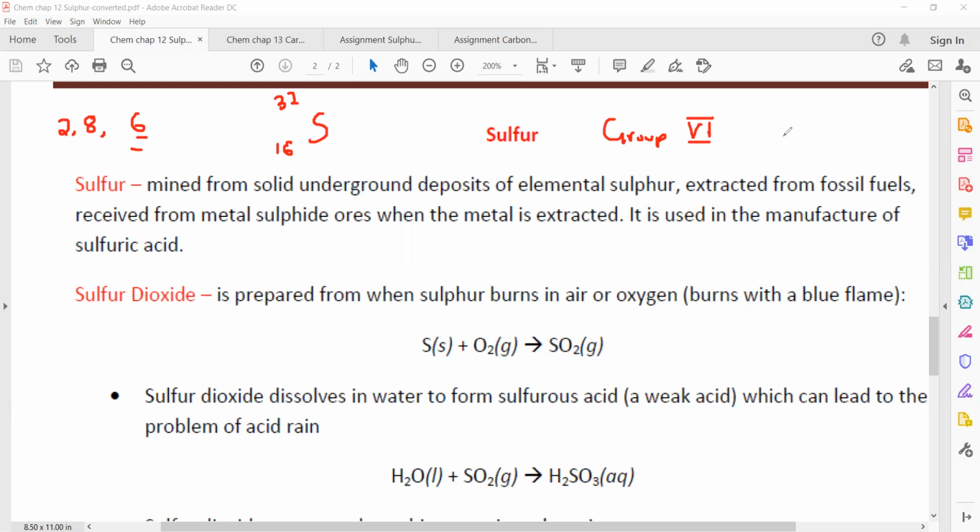Existence of the sulfur, how does it exist? It exists as a yellow solid. At room temperature, sulfur is solid. It is mined from a solid underground deposit of elemental sulfur, or extracted from fossil fuel, or received from metal sulfide ores when metal is extracted, and it is used in the manufacture of sulfuric acid. That's a use of sulfur.